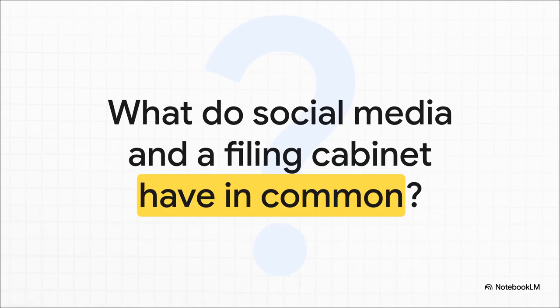So I have to ask, what on earth could your social media feed and a clunky old filing cabinet possibly have in common? It sounds a little weird, I know, but the answer is surprisingly simple: organization. See, both of them are designed to do the exact same thing: store information so you can find it later. The only real difference is one uses manila folders and the other uses pure logic. And that logic, well, that's what we're going to demystify today.